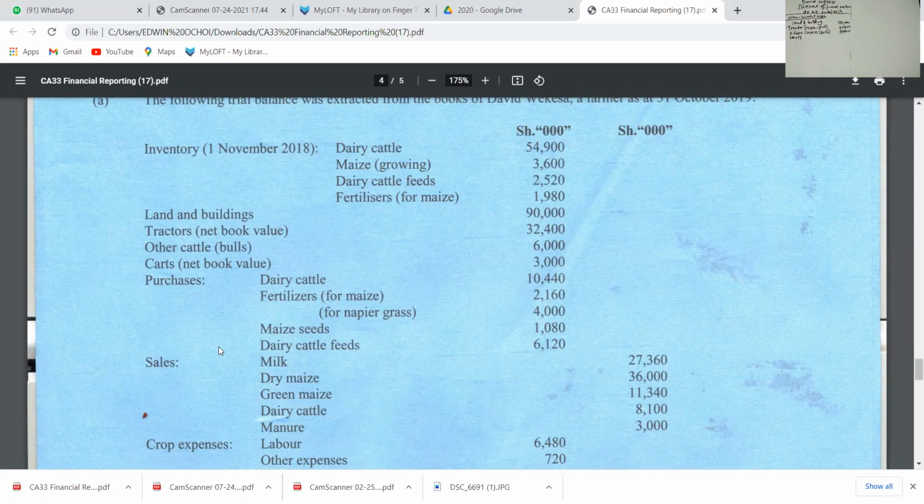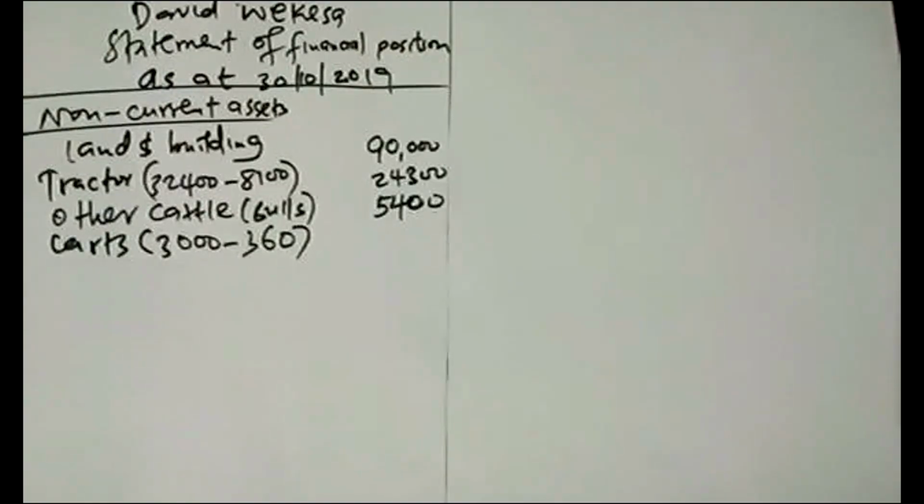So the carts again were depreciated. The depreciation was 360, so you deduct that one. So 3,000 minus 360.